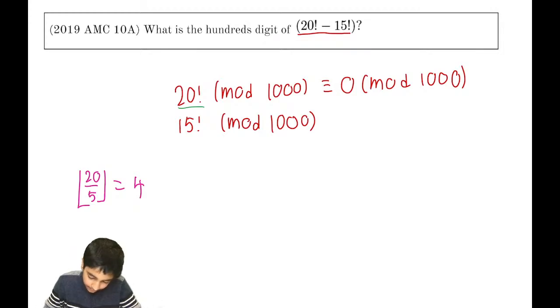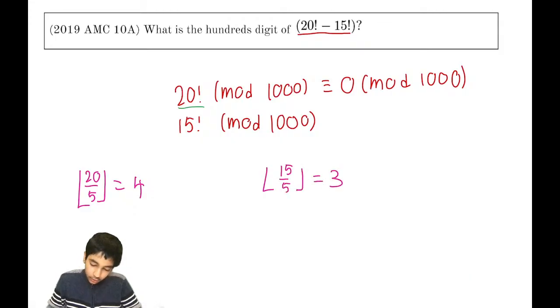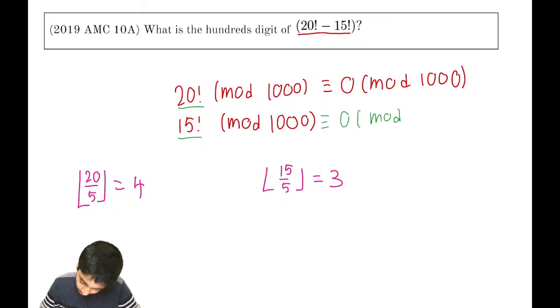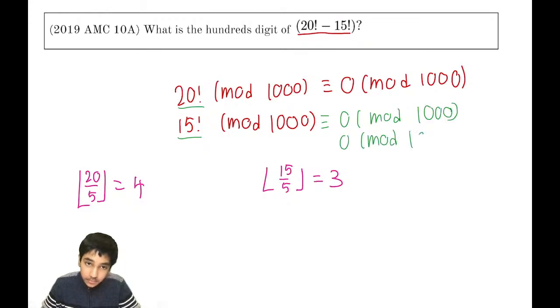Similarly, we have 15 factorial, which is going to be 15 divided by 5 equal to 3 factors of 5. So 15 factorial also has 3 factors of 5, and will have way more than 3 factors of 2, by Legendre's formula. So we can clearly see that 15 factorial and 20 factorial are both 0 mod 1000. So their difference is also going to be 0 mod 1000. So the answer for this problem is just going to be 0, because the difference of 0 and 0 is just 0.